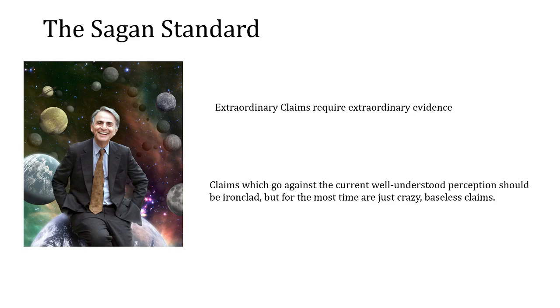For instance, the Sagan standard. Extraordinary claims require extraordinary evidence. So this talks about sort of the circle of people who want to uproot our current understandings. They're in the more esoteric sides of understanding, and they just want to uproot the well-understood current perception, which we know to be ironclad, and it's verifiable across multiple people. But these claims are borderline conspiracy, borderline insanity. They're just crazy, baseless claims.